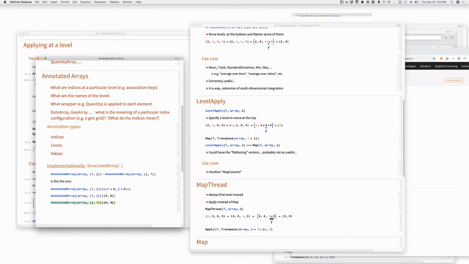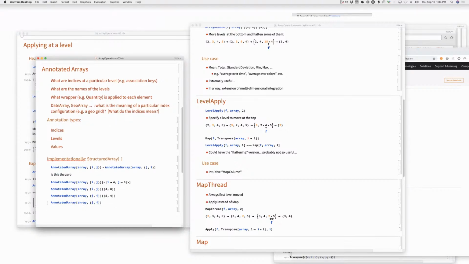Wait, sorry, I have to interrupt you. What are i and j? Because this looks right. I thought the point of the annotated array is that we're naming our levels. But if i and j are just i and j, what have we accomplished? Naming is the level. Yeah, those are the names. And what we could do is, okay, so where's 4 and 8? i is going to 1 and j is going to 2. And in the second one, j is going to 1 and i is going to 2.